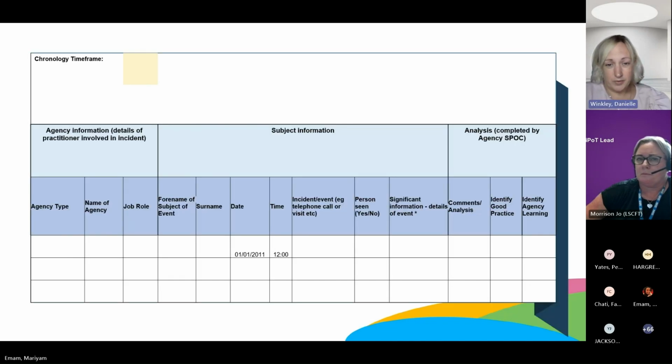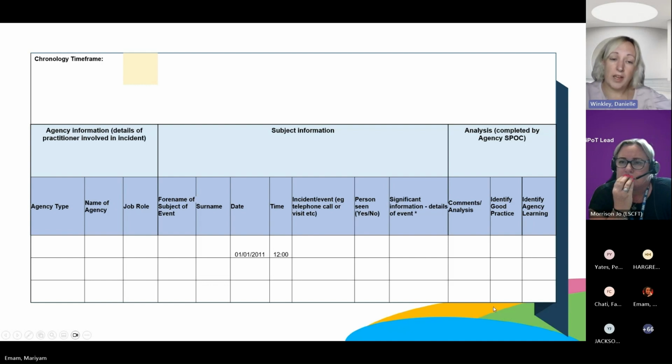But this is an example of the timeline. And as you can see, it looks like there's a lot of boxes, but actually a lot of it will be what information you already hold. So what agency you are from, what's the job role, who's been involved in that event, what that event has been. Then these last three columns are what's really important. So what's your analysis of that event that's happened? Was there any good practice? Please share it. That's really important.